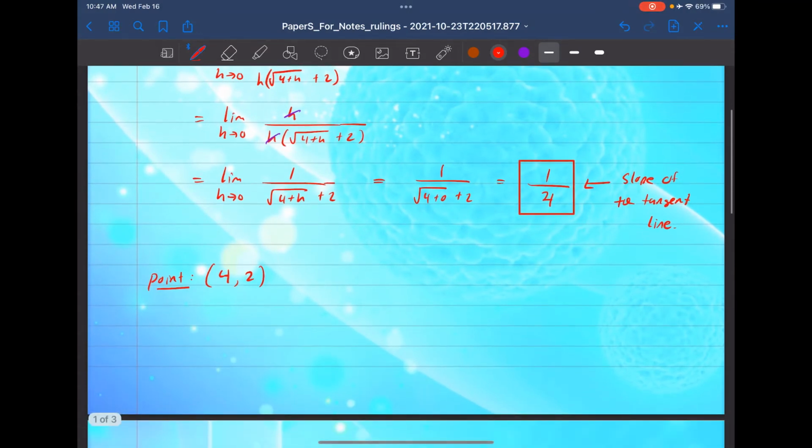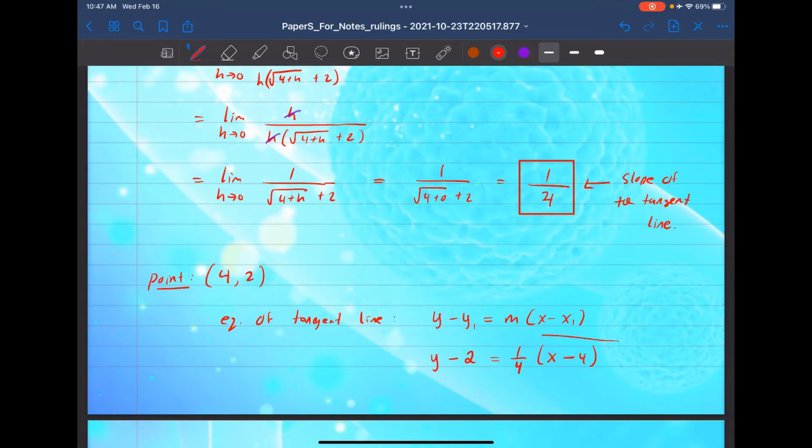Let's write out the equation. So the equation of the tangent line is going to be, I'll write using the point slope form. So you have y minus y1 equals m times x minus x1. And we plug in our points. So this is y minus y1. That would be 2. m is the slope. That's 1/4. And then x minus 4.